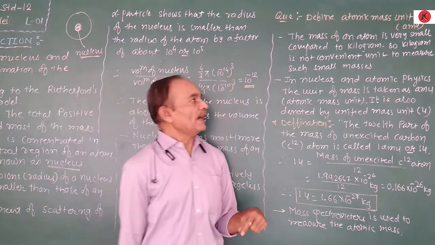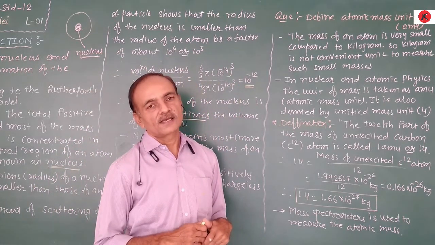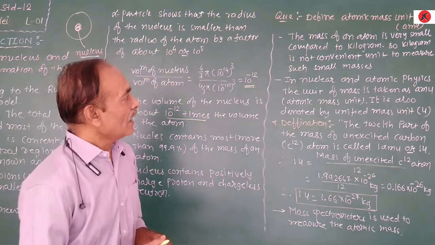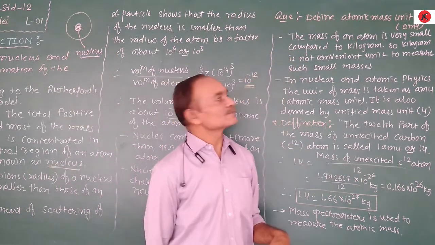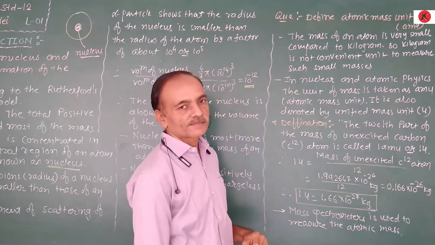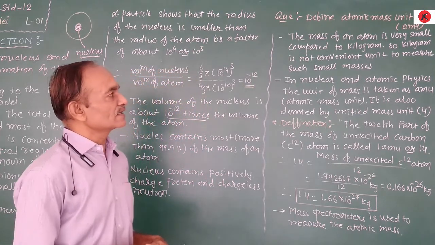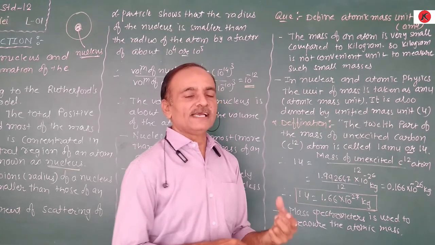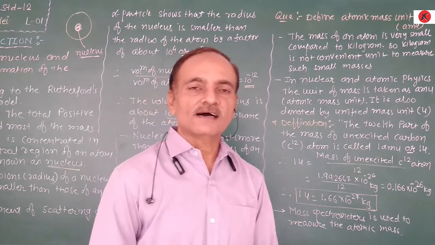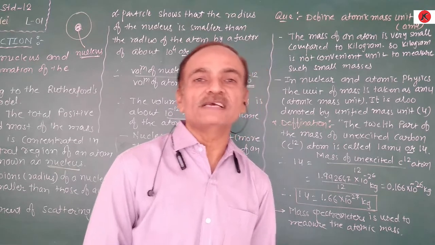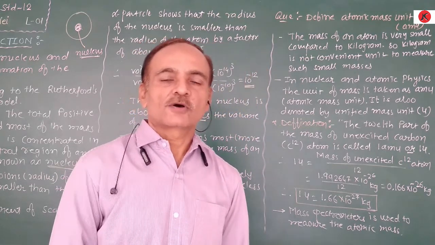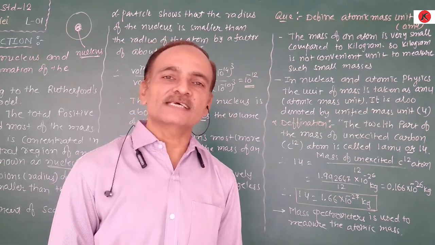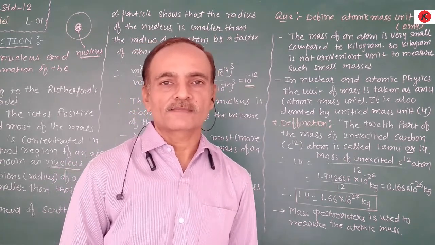After that, they define the atomic mass unit. What is the atomic mass unit and why is it required? The mass of an atom is very small compared to a kilogram, so the kilogram is not a convenient unit to measure such small masses. Because the atom cannot be seen by the naked eye, its dimensions are also very, very small. So it is not convenient to measure the mass of the atom in kilograms.